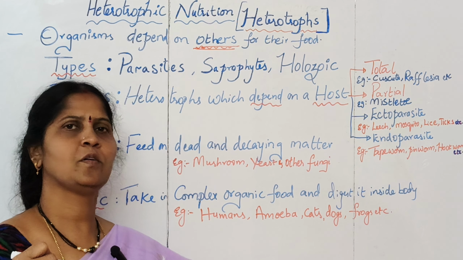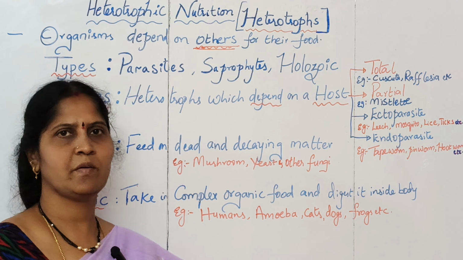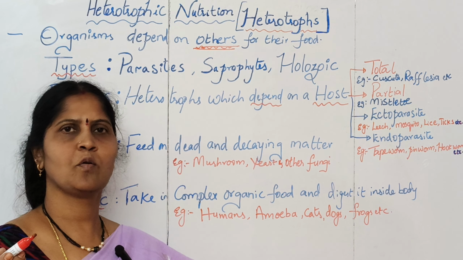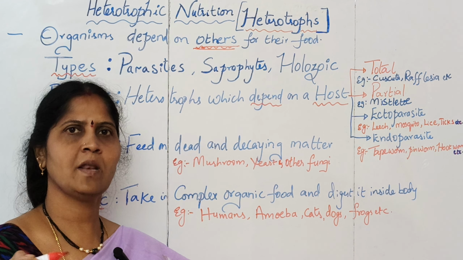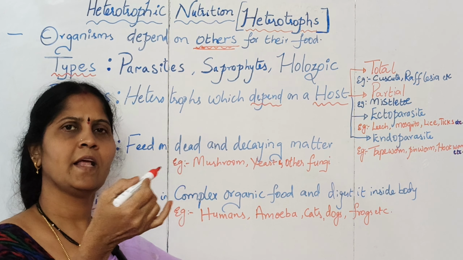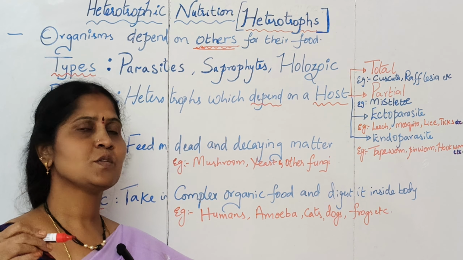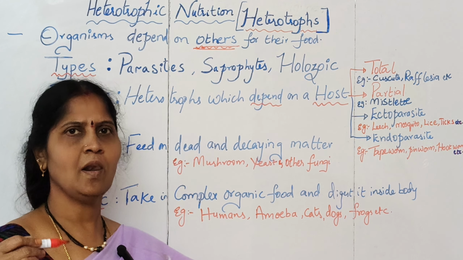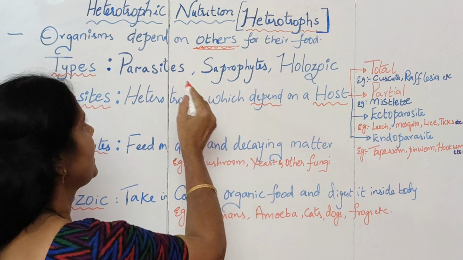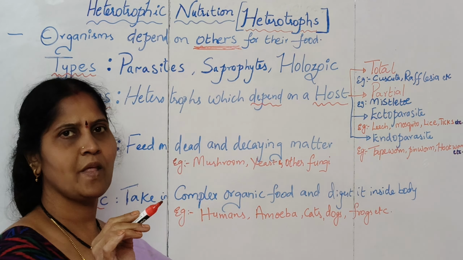Yes, we are all heterotrophs because we depend upon either plants or animals for our food. You cannot manufacture your own food like a plant standing somewhere. It is not like that. We take in either plant material or animal material to derive energy. So heterotrophs are organisms which feed on others. They depend upon others for their food.